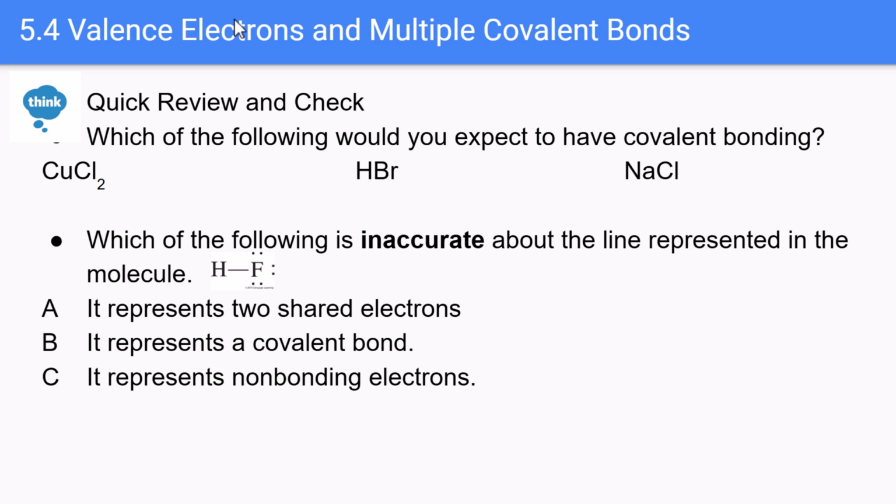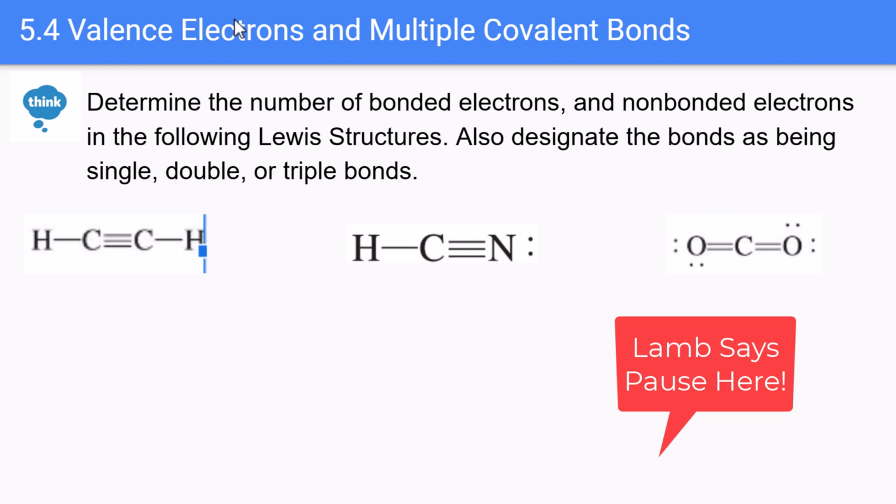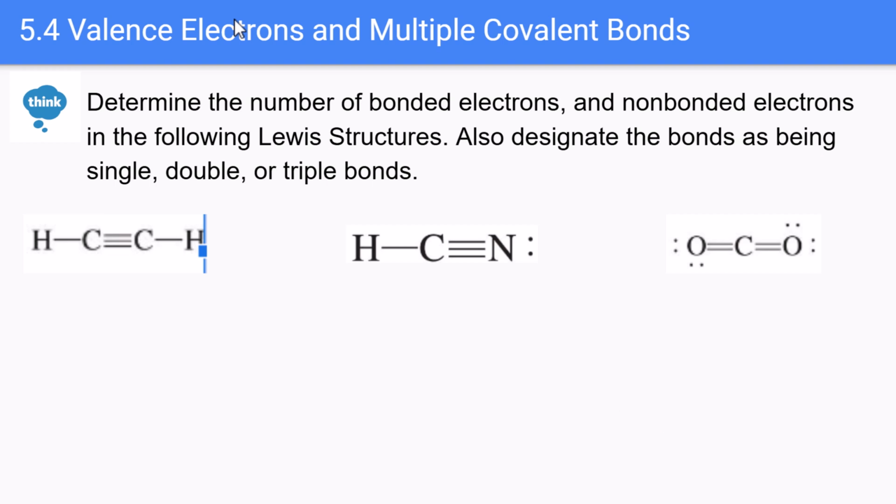I'd also like you to take a moment here and determine the number of bonded electrons and non-bonded electrons in the following Lewis structures and designate the bonds as being either single, double, or triple bonds. So again, look at the number of lines that are present there. Remember that each line represents a pair of electrons, and we will come back and talk about them in just a moment.